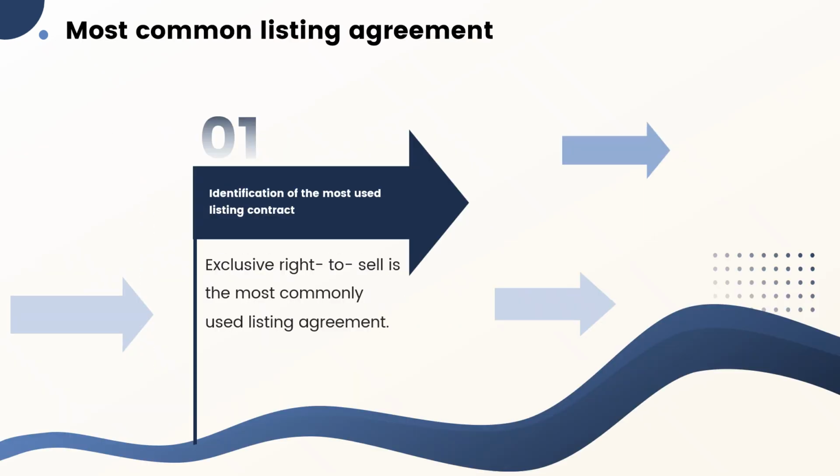The most common listing agreement is the exclusive right to sell. This is a major exam point. The broker earns the commission regardless of who finds the buyer. So if you see an exam question asking which listing agreement gives the broker the greatest protection, think exclusive right to sell.